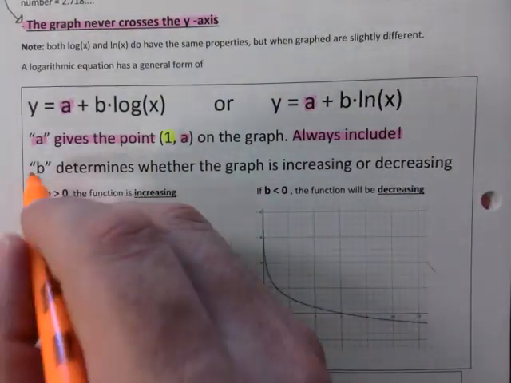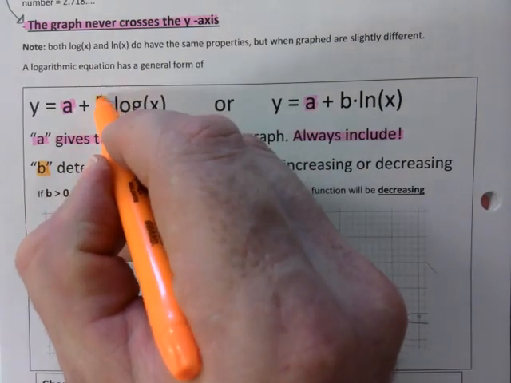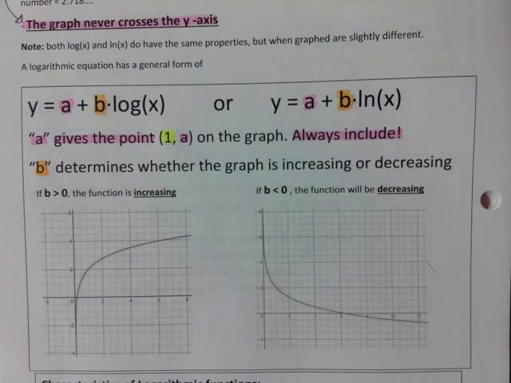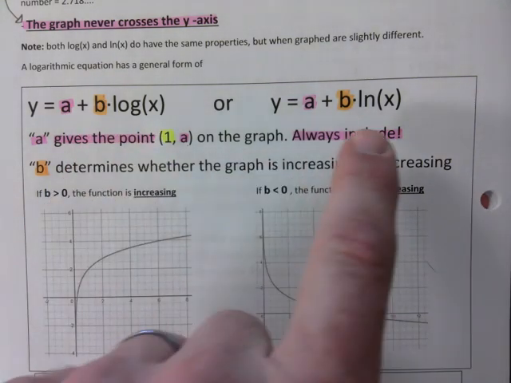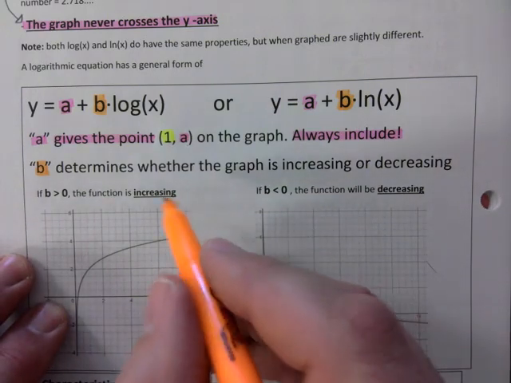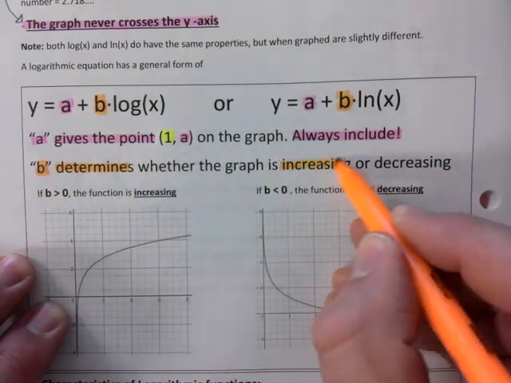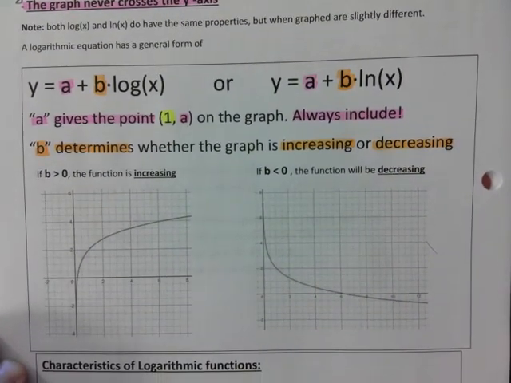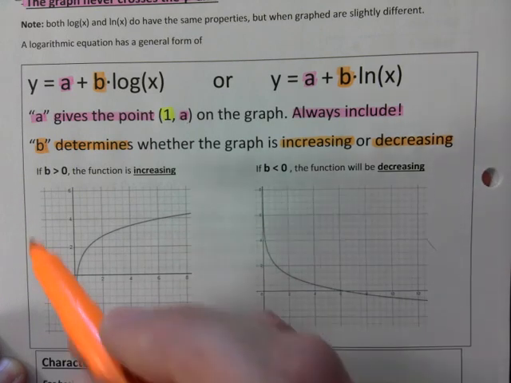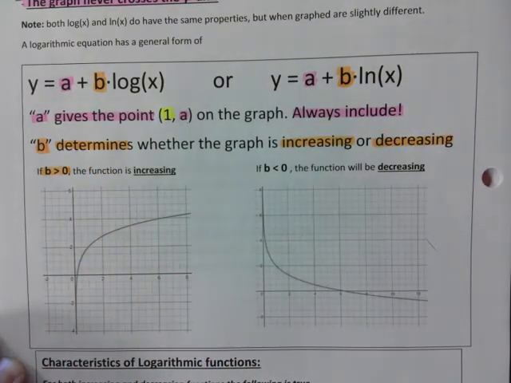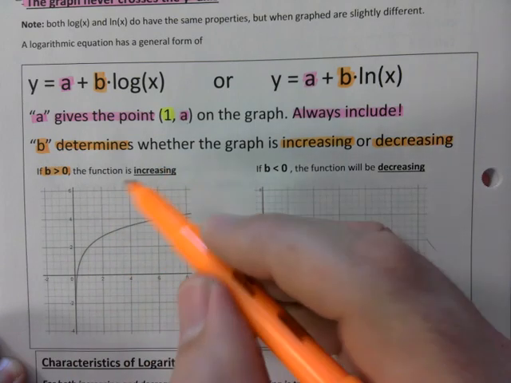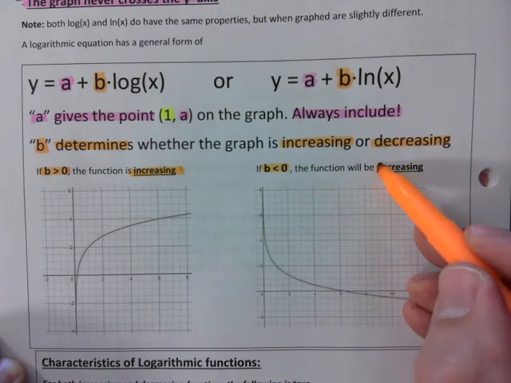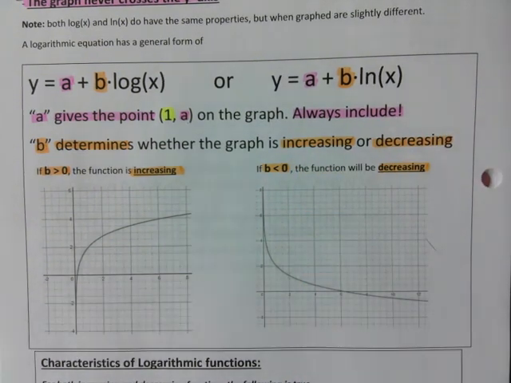What does B do? B, which is this one here, so regardless of which version you're provided with, B is right in front of log or natural log. It determines if it's increasing or decreasing. Watch out, right? If B is bigger than 0, you have an increasing function. If B is less than 0, you have a decreasing function.